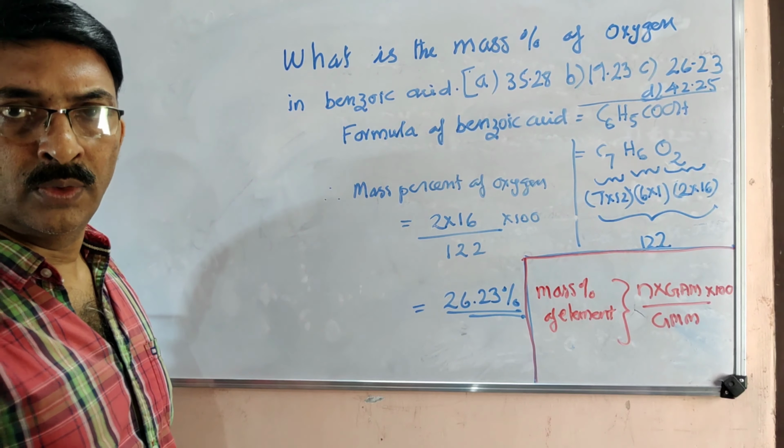Now we will generalize this for future applications. Mass percent of an element is equal to n, number of atoms of the element under concern, here it is oxygen, its number is 2, into gram atomic mass of the element, oxygen, atomic mass 16 here, GAM, into 100 by gram molecular mass of the compound, 122. Okay, so you remember this, and there can be 4 different ways of asking question. Since there are 4 variables, any of them can be a variable from question to question.